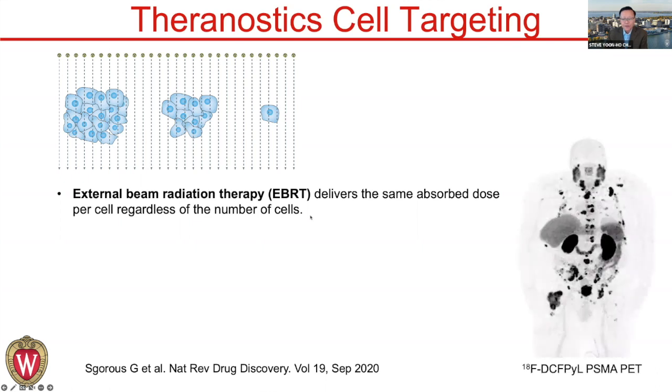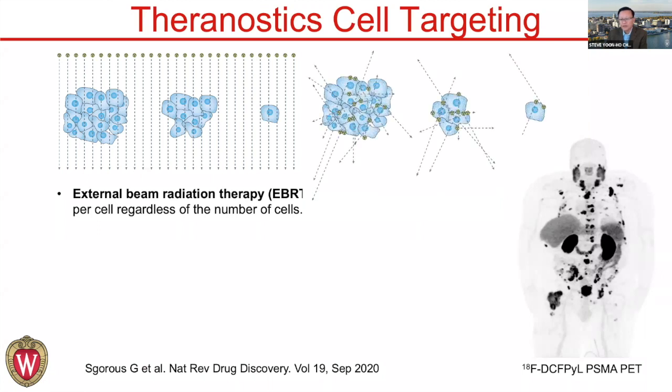However, if you have a patient like this on the screen right corner, this is a patient with widely metastatic disease seen on our prostate cancer imaging with PSMA PET imaging. This patient really is not amenable to focal treatment or surgical resection. We really require systemic therapy, and we have immunotherapy and chemotherapy. However, to deliver radiation therapy to these cells really requires a systemic approach. So that's where theranostics comes in.